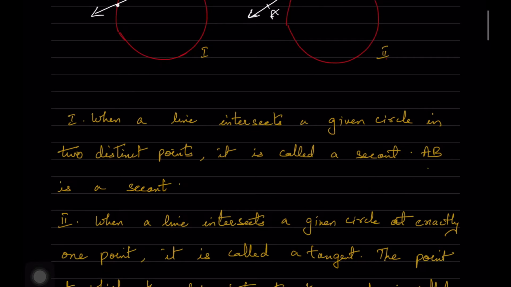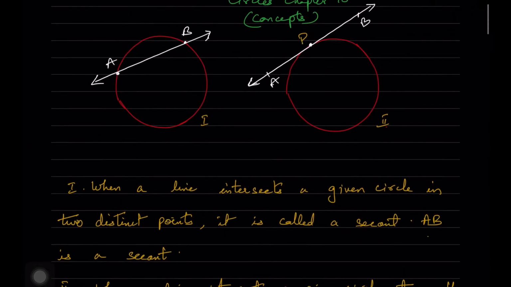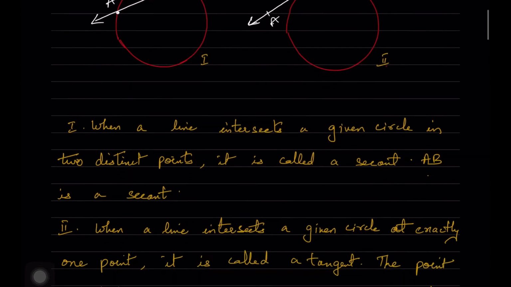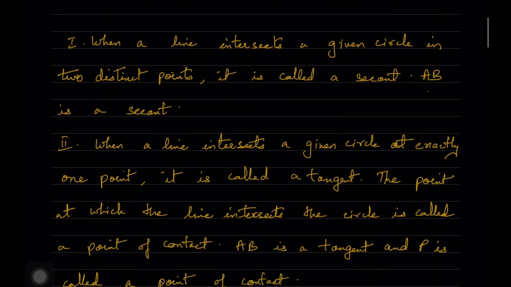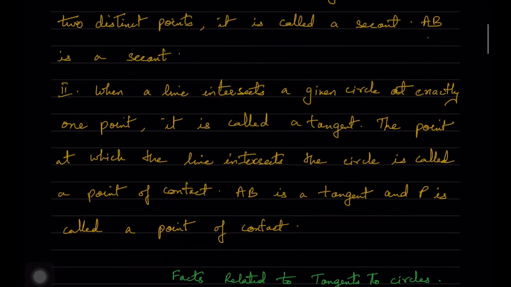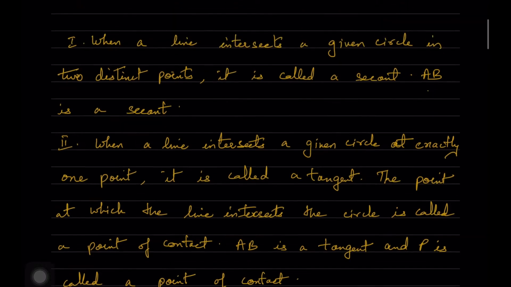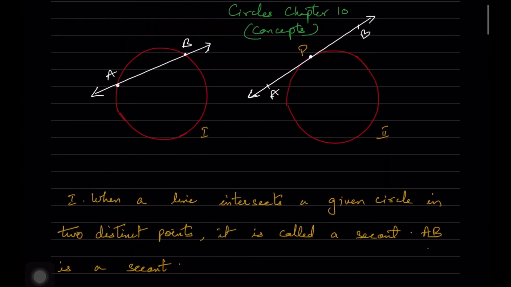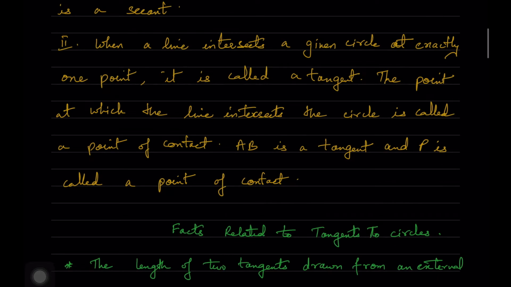In the first one, when a line intersects a given circle in two distinct points, it is called a secant. AB is a secant in this case. Now, in the second case, when a line intersects a given circle at exactly one point, it is called a tangent. It is intersecting the circle at exactly one point P. The point at which the line intersects the circle is called the point of contact. AB is a tangent and P is called the point of contact.